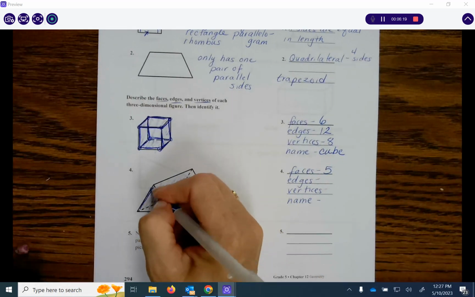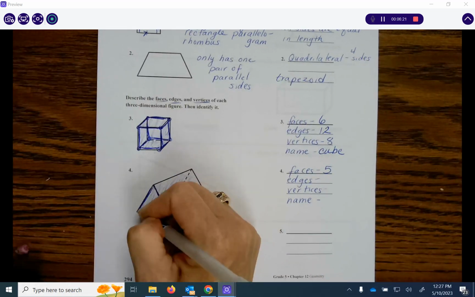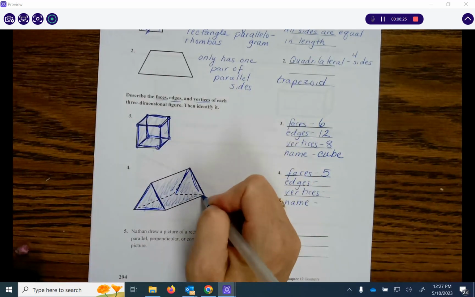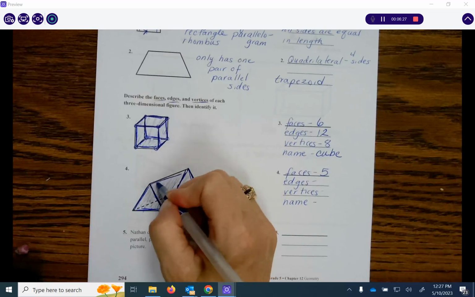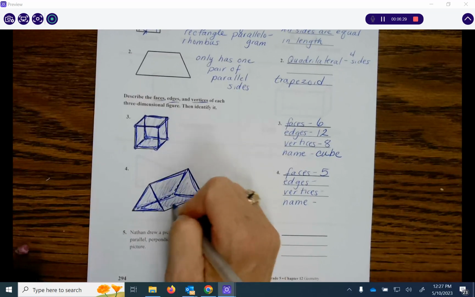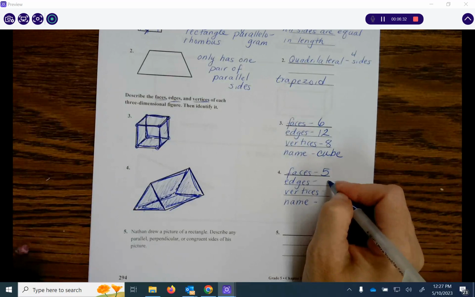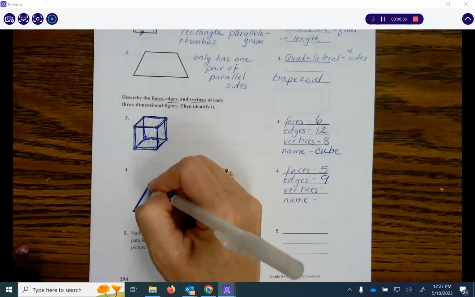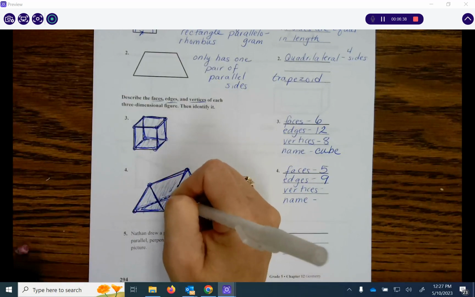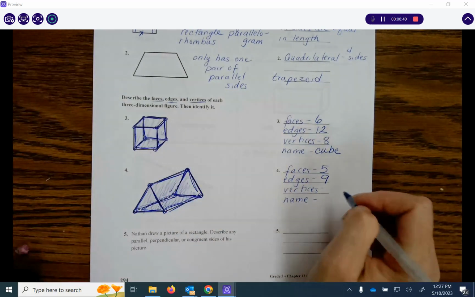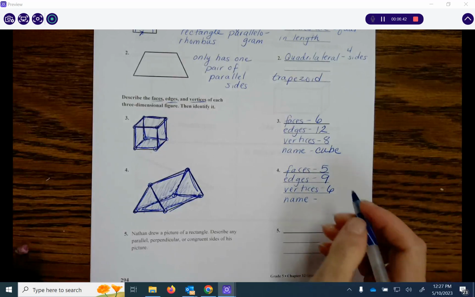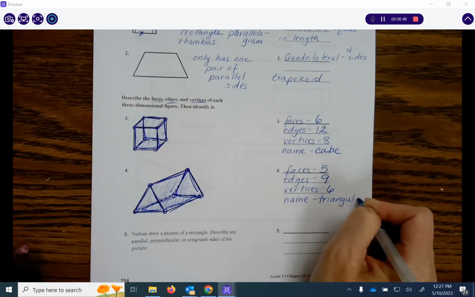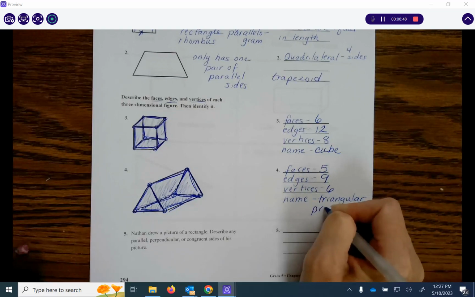Edges, 1, 2, 3, 4, 5, 6, 7, 8, 9. Vertices are the corners, 1, 2, 3, 4, 5, 6. And this is a triangular prism.